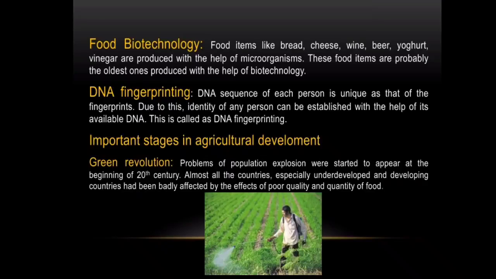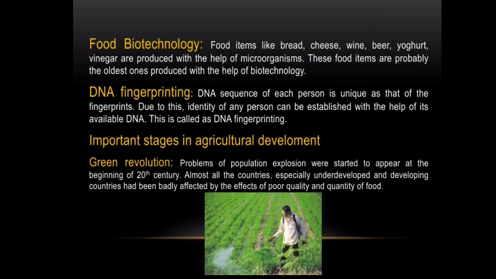Important stages in agricultural development: Green Revolution. Problems of population explosion started to appear at the beginning of the 20th century. Almost all countries, especially underdeveloped and developing countries, had been badly affected by poor quality and quantity of food. Various methods applied for harvesting maximum yield from minimum land are collectively called the Green Revolution.